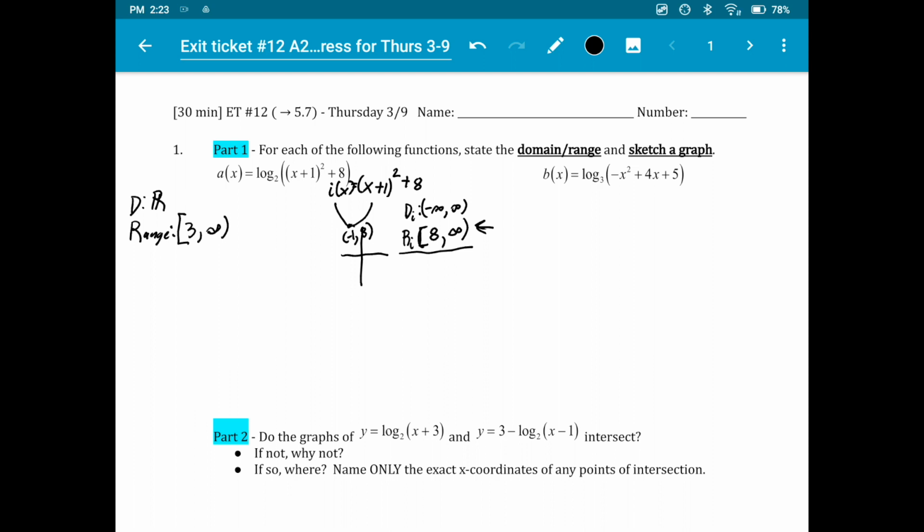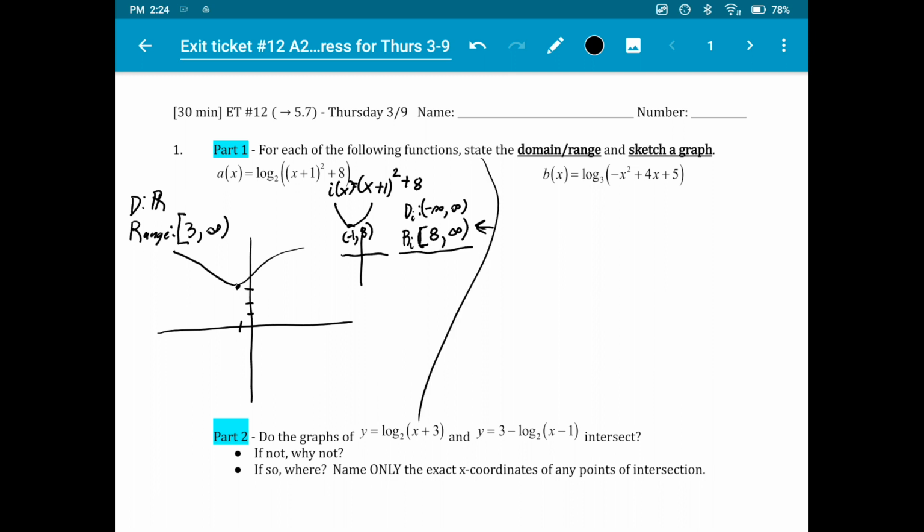And if we are graphing our function at (-1, 3), we get the value that plugging in -1 gives us on the inside function, just 8. Log base 2 of 8 is 3, so that's why we have this value. And then it's going to follow the basic shape of a logarithm leading away. So that is the graph of the first function.